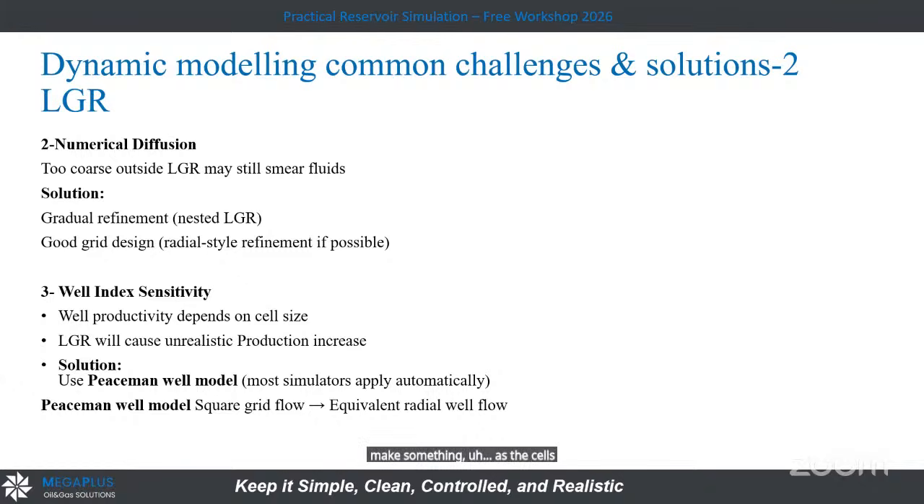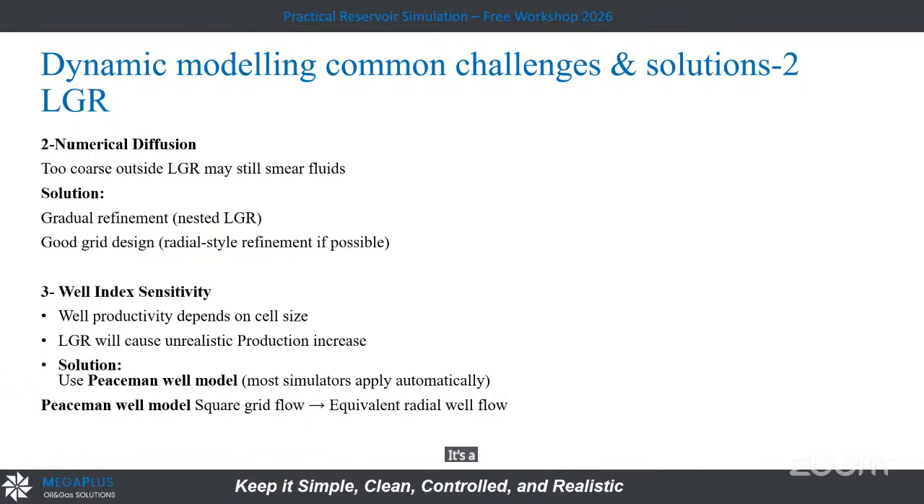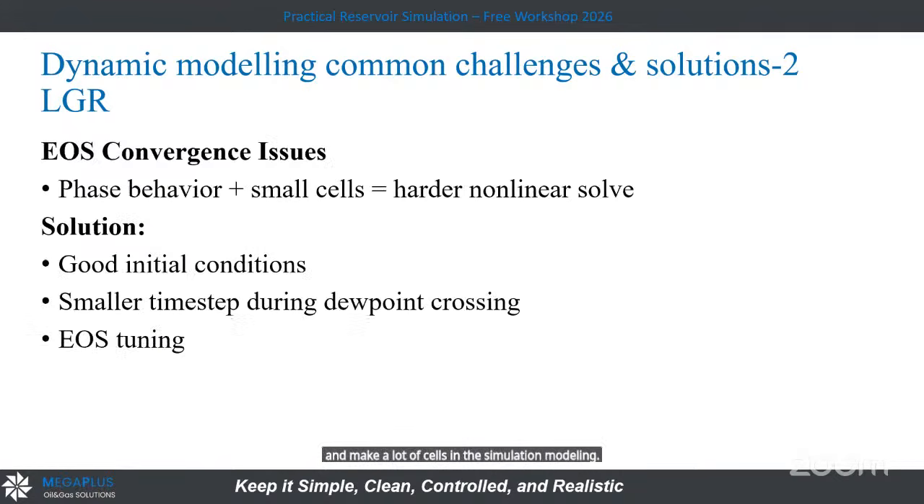I can make it in radial well form, so I can reduce the number of cells that are attached or truncated with the well. So I can make around the well an equivalent radial well flow. It's local instead of Cartesian, so I will not make a lot of cells in the well bore in the simulation modeling.